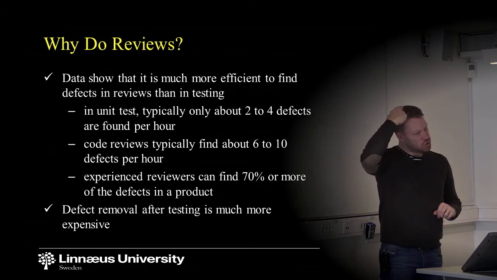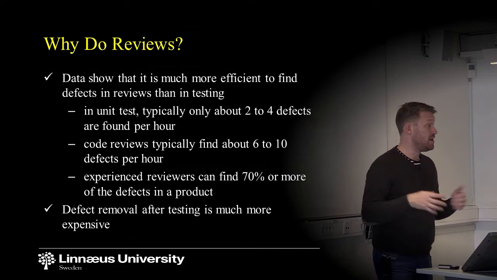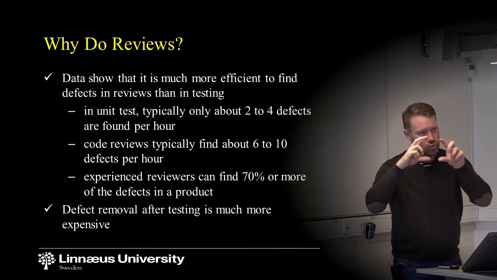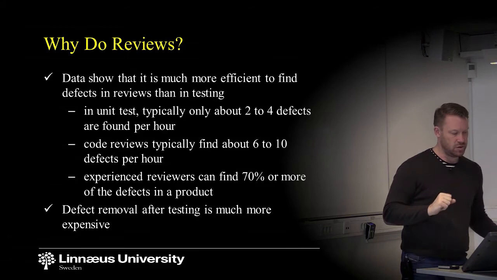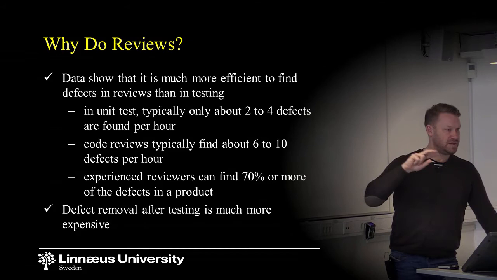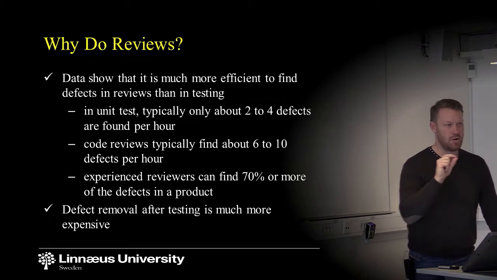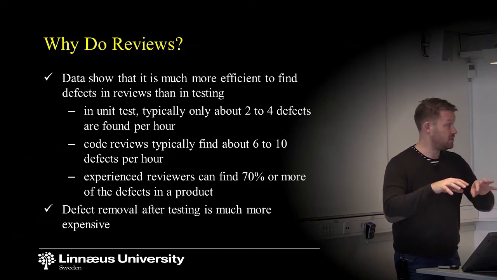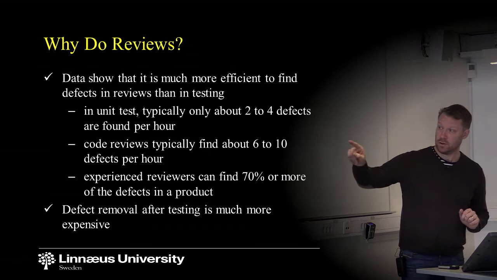It's interesting, you should always go to literature and try to figure out what the benefits are here. If you have a unit test, when you run code on the smallest testable units, you typically find 2 to 4 defects per hour of testing. And now we're not just talking about executing tests, because we have the test design, we have the coding of the tests, we have everything there. So 2 to 4 per hour. Code reviews, 6 to 10 per hour invested.